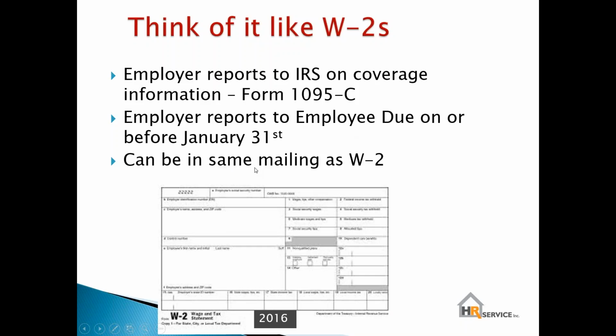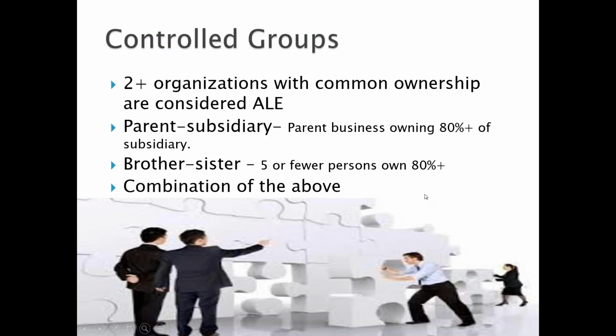Just make it part, send one thing: you send your W-2, you also include your 1095-Cs. Now, I mentioned before about controlled groups. Probably should have had this slide right back with the others, but just so you understand controlled groups, because in determining am I an applicable large employer, you need to make sure, if you've got 2 or more organizations, I may need to count the total to determine, am I an applicable large employer?